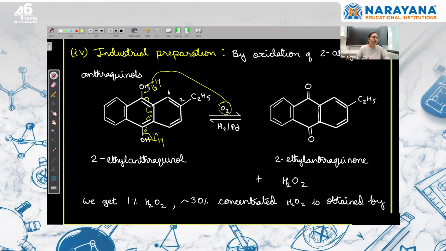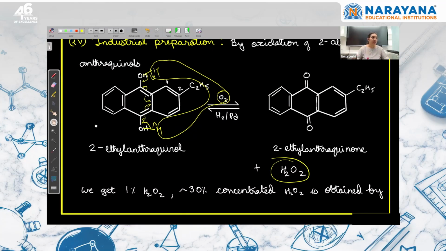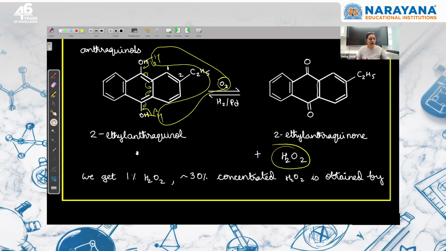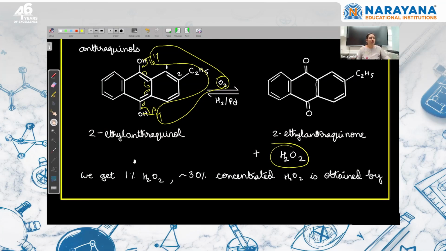Okay. And this oxygen takes these hydrogens. So you get H2O2. And this is how this anthraquinone is formed. Now it is a very useful method because by sheer reduction using metal hydrogen combination, you can regenerate the anthraquinol again and then again air oxidation. And so it can be recycled, and overall it becomes efficient, cost efficient. So it is industrial method for preparation of H2O2.